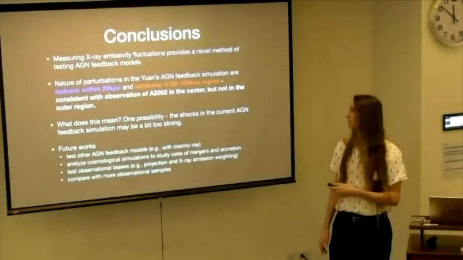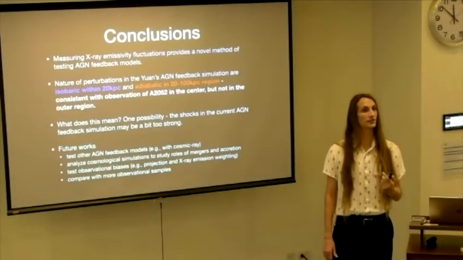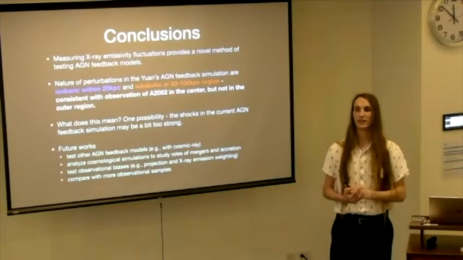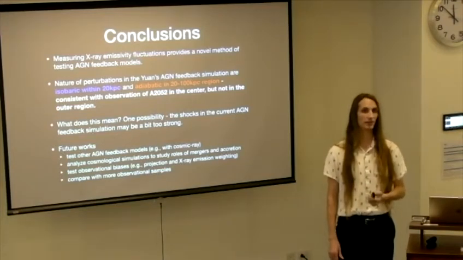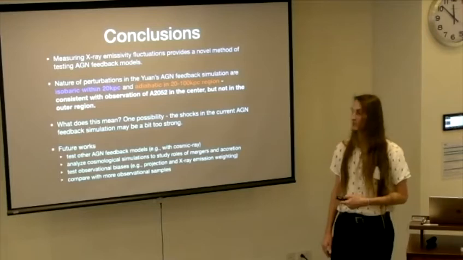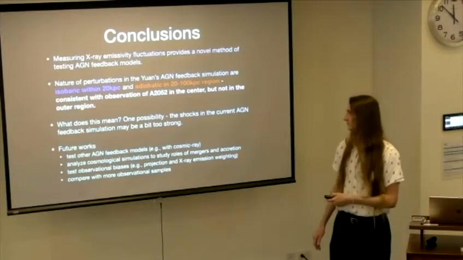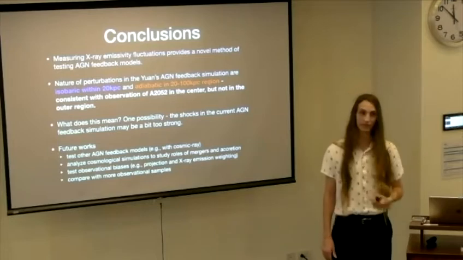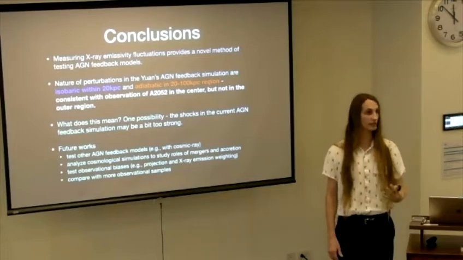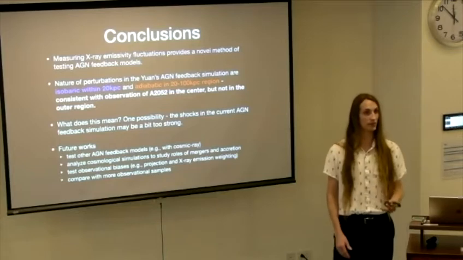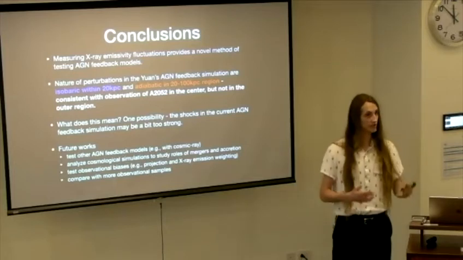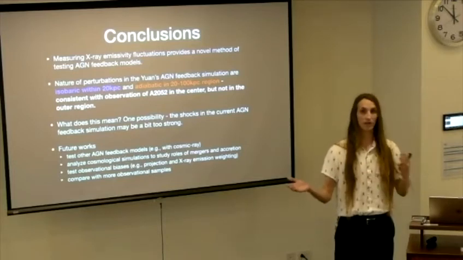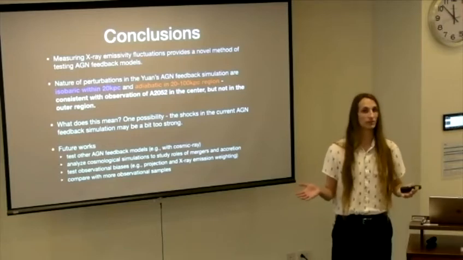Now, one possible explanation for that is there might just be more shocks in the simulation, these weak shocks. And that could cause more power in the hard band than in the soft band, and hence why we would measure adiabatic perturbations there. So that's something we're definitely investigating further. Some more future work that we want to do is definitely test other AGN feedback models, add cosmic ray feedback to our simulation and see how that changes things. And then we also want to analyze more snapshots over time and compare with a lot more observations, get a bigger sample to really see if we can track down what's going on here.